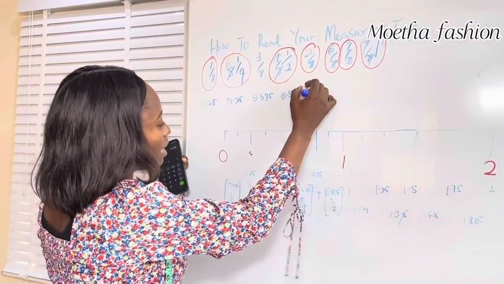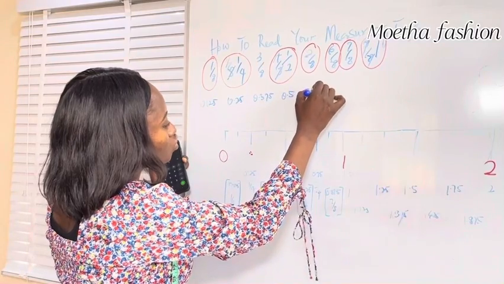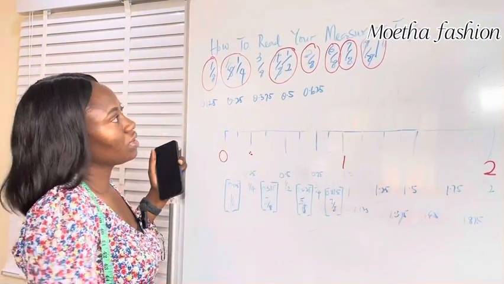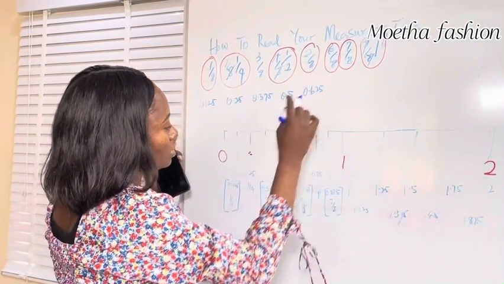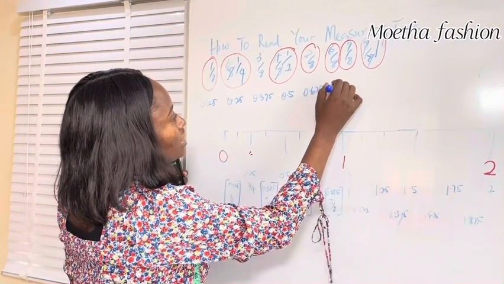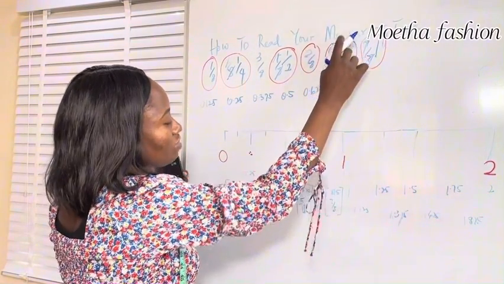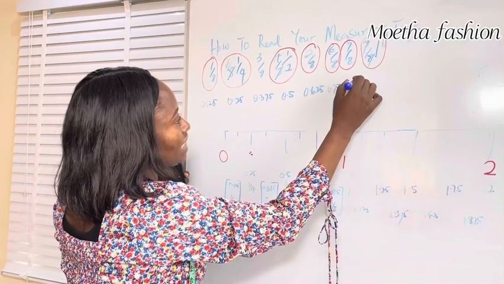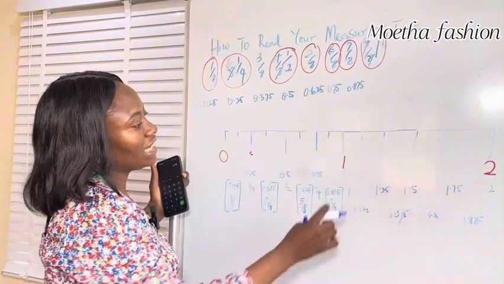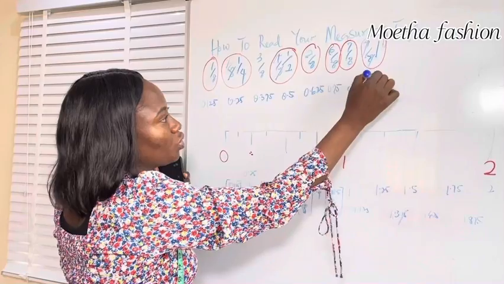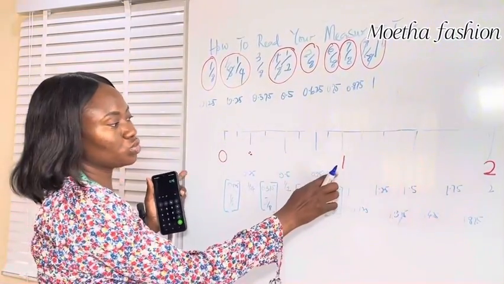Then 5 divided by 8 will give us 0.625. 6 divided by 8 will give us 0.75. 7 divided by 8 will give 0.875. Okay, then 8 divided by 8 will also give you 1. And that's how you got to 1 inch.